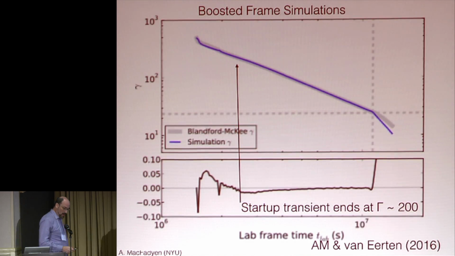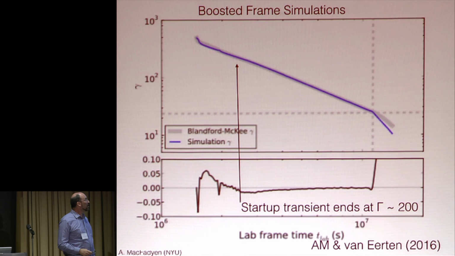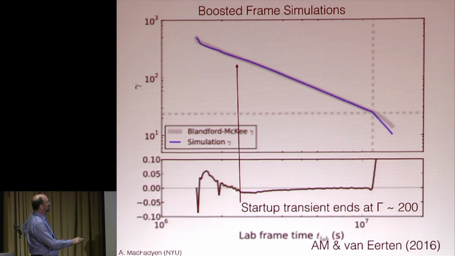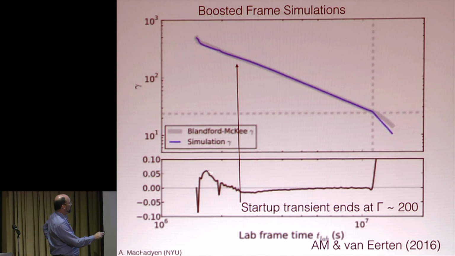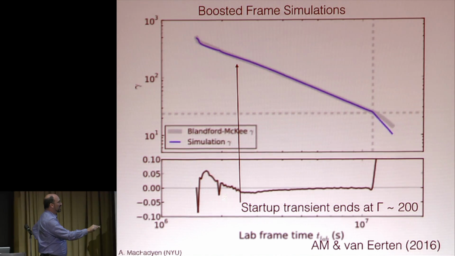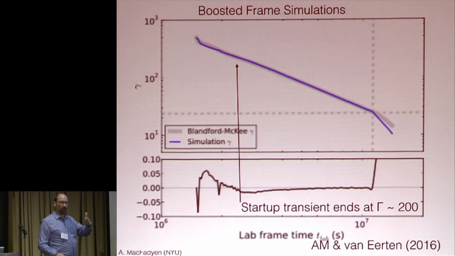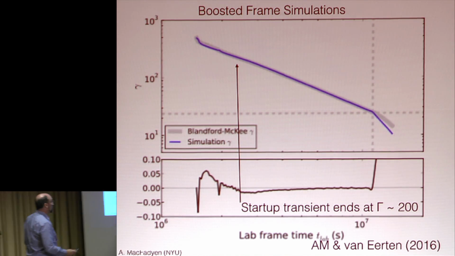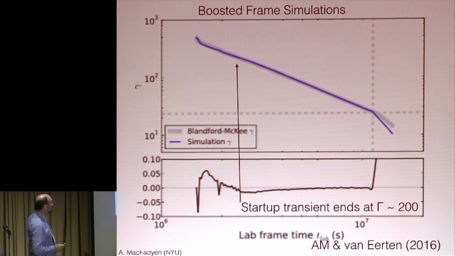First, let me show you the reason I was a little bit hesitant at first: this is very challenging to do. And you can see whenever you set up Blandford-McKee, there's a little bit of a transient that lasts for a little while. In the lab frame, that transient, this is the Lorentz factor as a function of time, lasts until the Lorentz factor is about 4 or 5, which is exactly the time when you want to see the spreading. So it's a little bit hard to trust that.